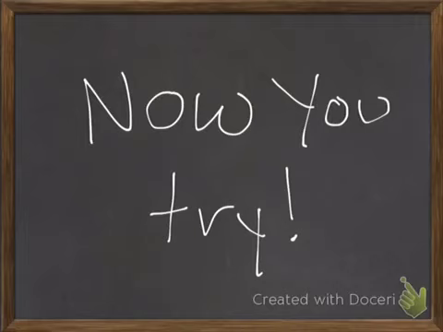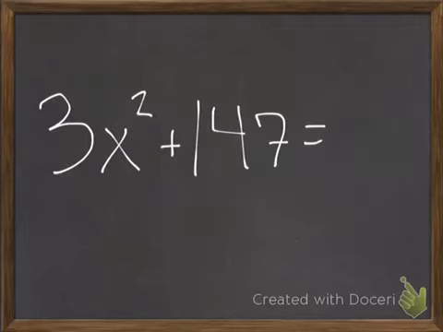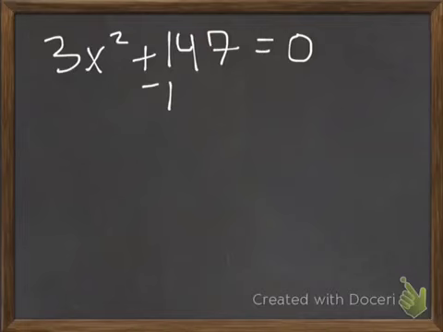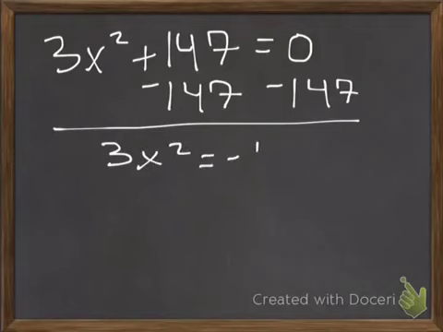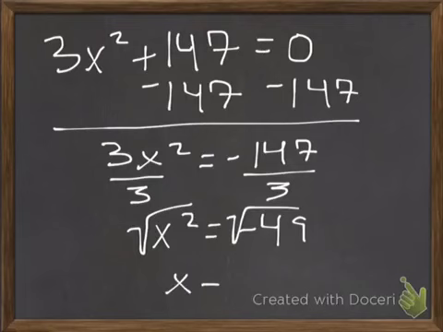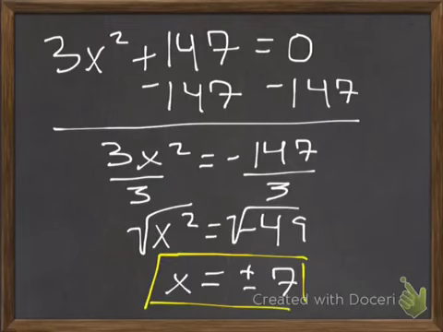Now you try. So go ahead and pause the video and try 3x squared plus 147 equals 0. Now 3x squared plus 147 equals 0. You subtract 147 to get 3x squared equals negative 147. Divide by 3. x squared equals negative 49. You get rid of the square by square rooting, and x should have equaled plus or minus 7i.